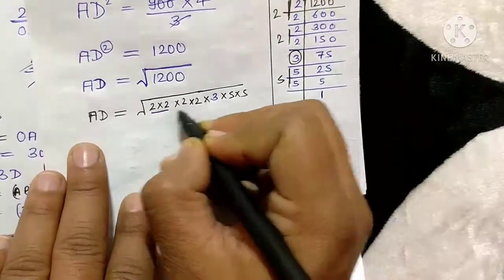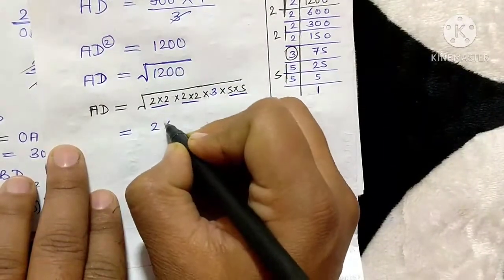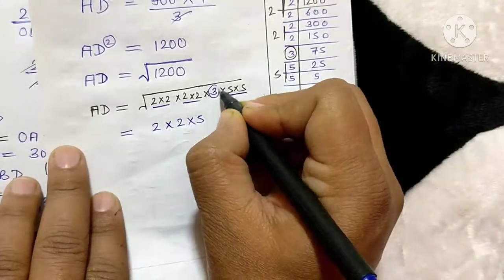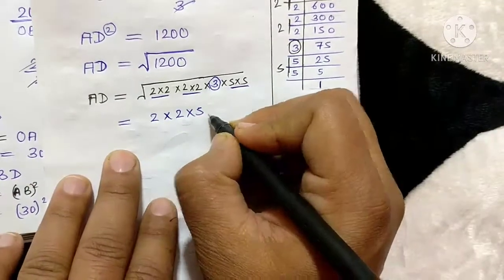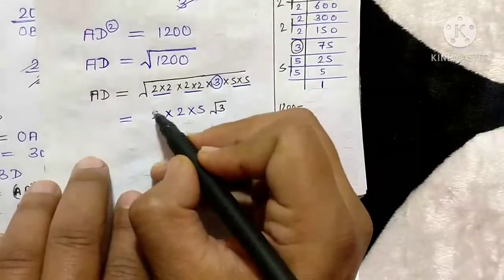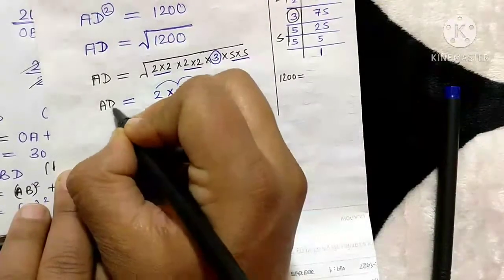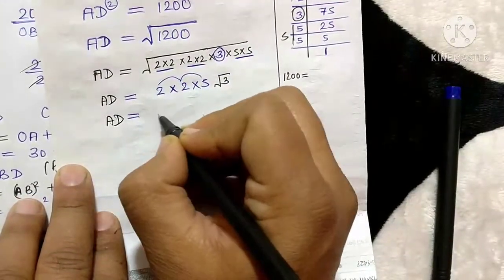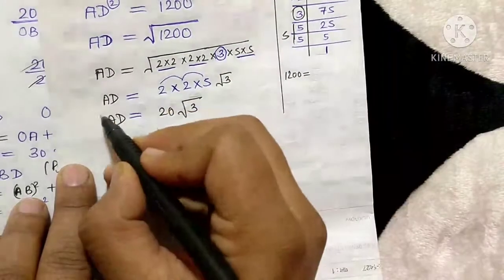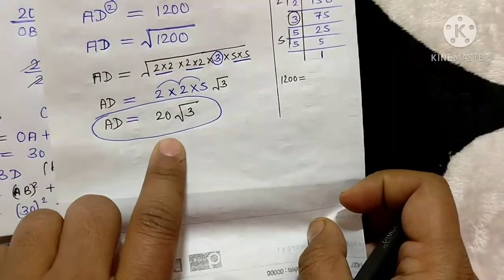Now I can take out pairs, because this is a rule. So 2 will come outside, this 2 will also come outside, this 5 will also come outside, but this 3 is not in pair. So this 3 will remain under root. Okay, now multiply this one. 2 2s are 4, 4 5s are 20. So our AD comes 20 root 3. So this is the value of AD. AD equals 20 root 3.